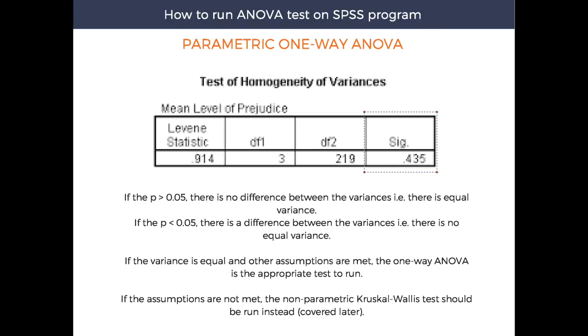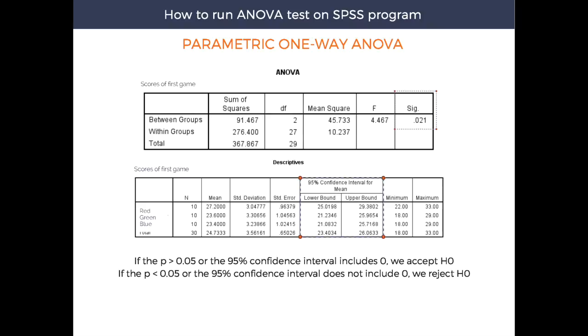If there is equal variance and other assumptions of the parametric one-way ANOVA test are met, then we proceed to run the one-way ANOVA test. Otherwise, you'll run the non-parametric version, i.e. the Kruskal-Wallis test, which is the non-parametric one-way ANOVA. We'll cover that later. So in this example, we're just going to assume that the Levene's test reveals that we have an equal variance. The next table we look at is the ANOVA and the descriptives table.